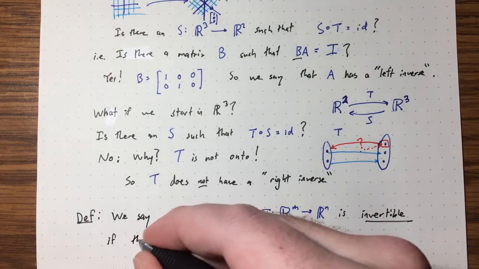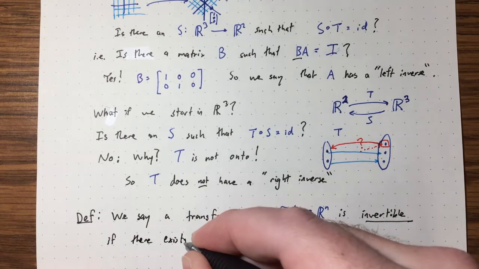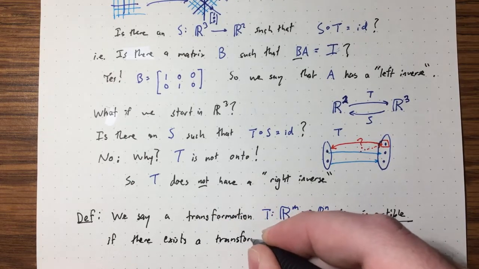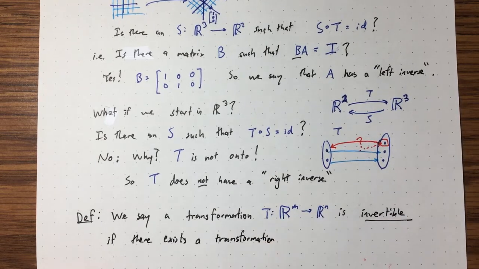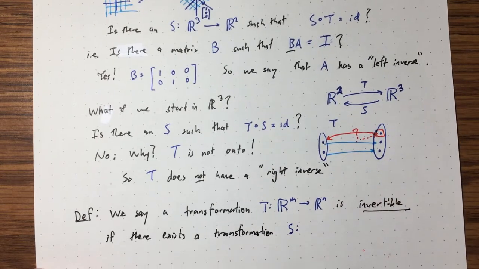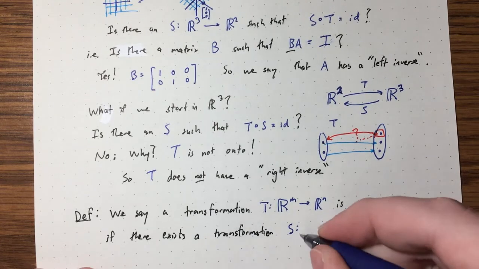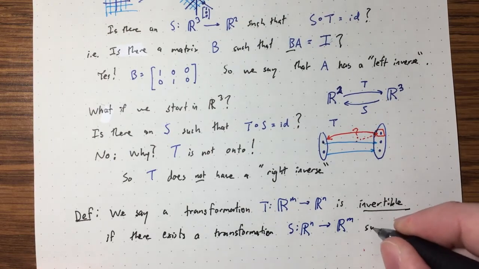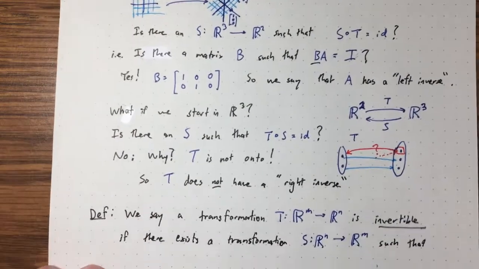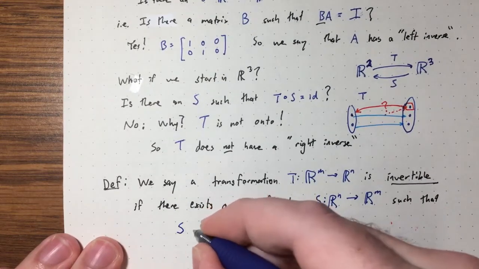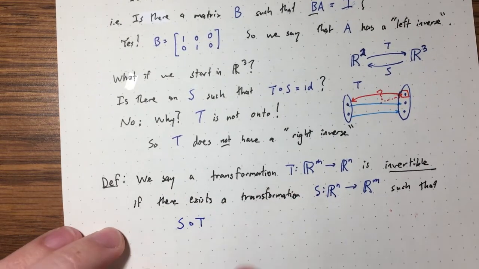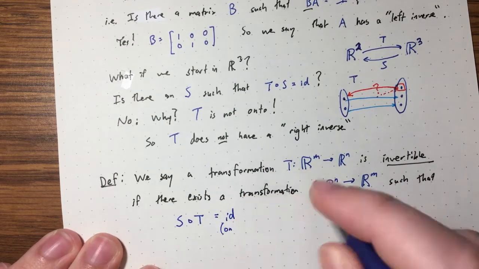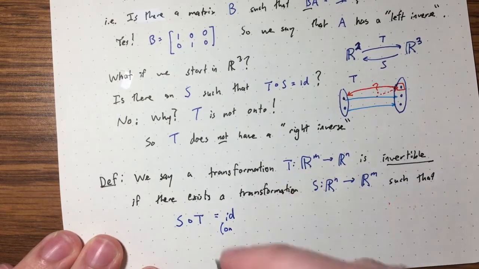So if there exists some transformation S, where is S going to start? Here, right? Rn, and it's going to go back to Rm, such that two things. Here's the first. If I do T and then S, that's what I just wrote. T then S, I get the identity. And that's the identity where? That's the identity on Rm, because I'm going here and then back.